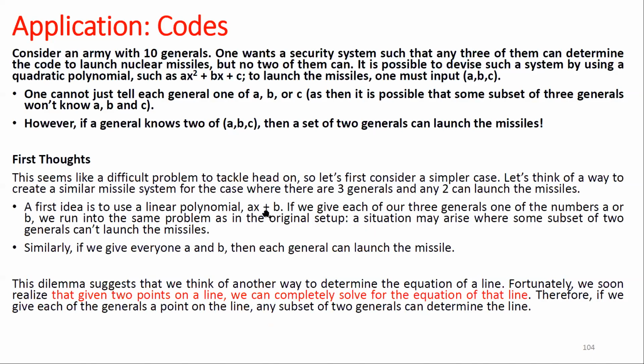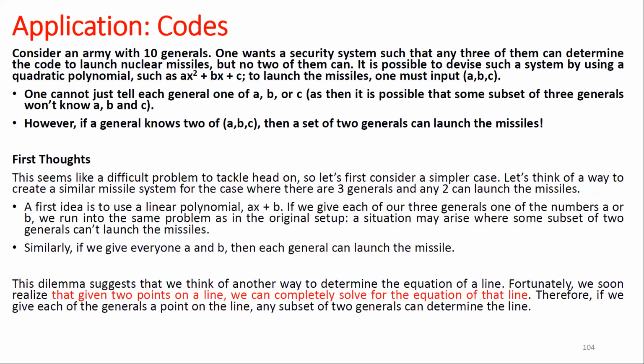And we can go through the same argument as before, and if we try to give each of our generals 1 of the numbers a, b, or c, we're going to run into the same problem as before. So again, if we gave each of our generals either a or b, then we run into the same problem as before, that 2 of them would have to have a, or 2 of them would have to have b. Similarly, if we gave somebody A and B, then they could just launch by themselves.